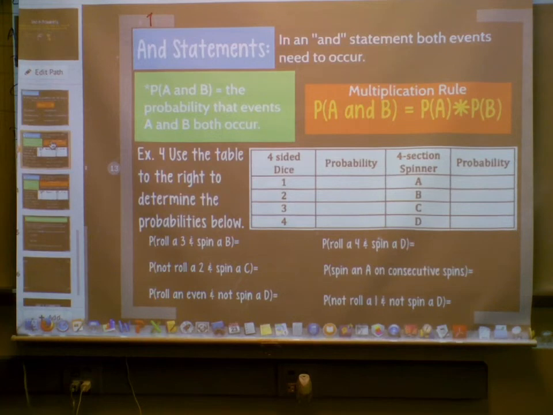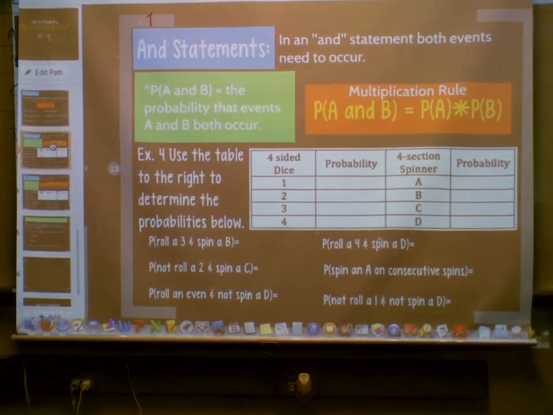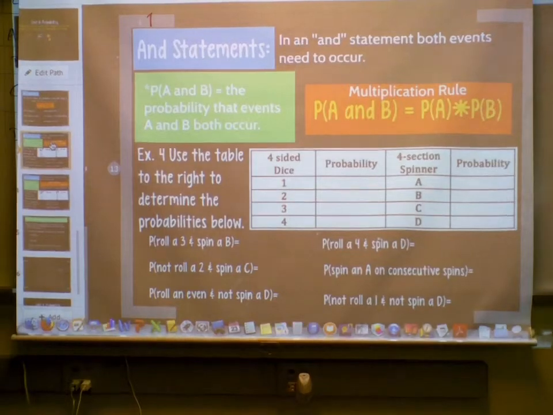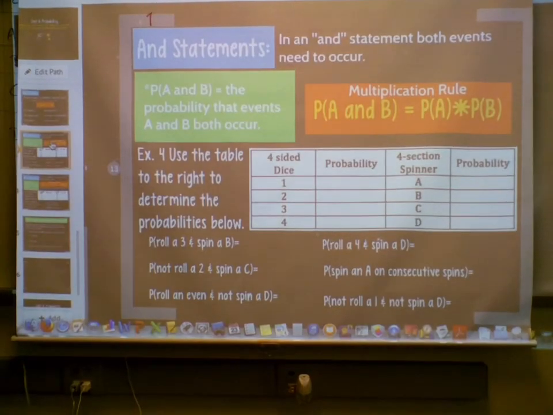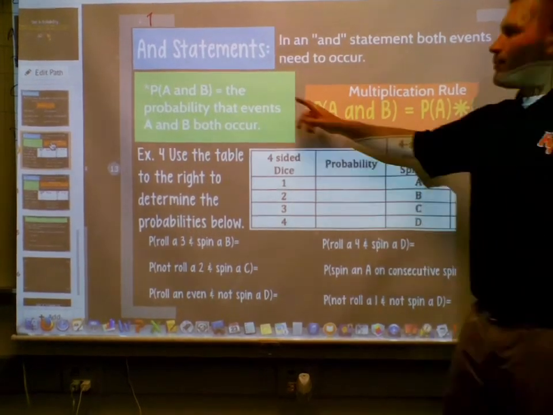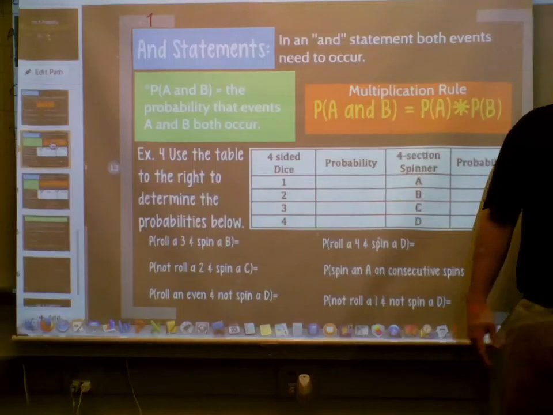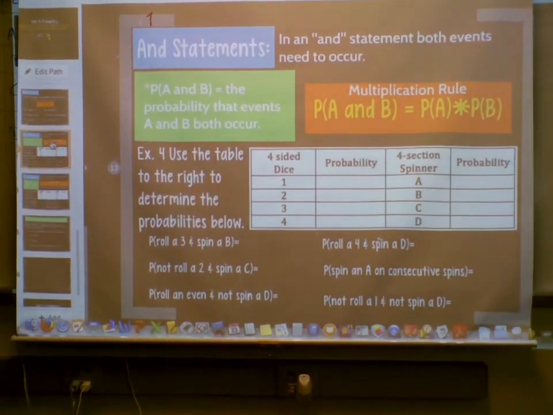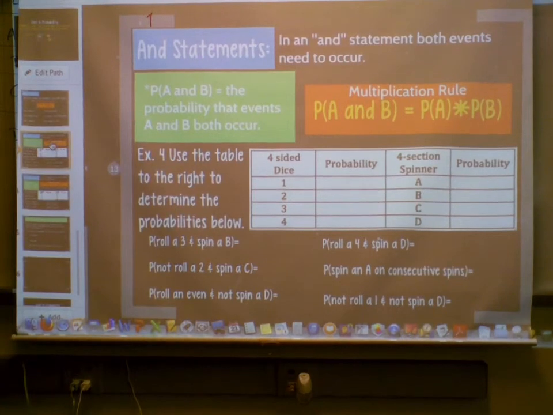Or the probability that I'll wear brown shoes when it rains. I have to have on brown shoes, and it has to be raining. They both have to happen. Does that make sense? Okay. So and statements: in an and statement, both events need to occur. Probability of A and B is the probability that events A and B both occur. So you guys can fill your notes in with those two statements.